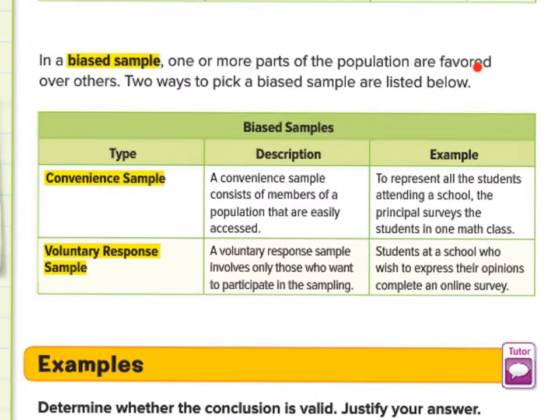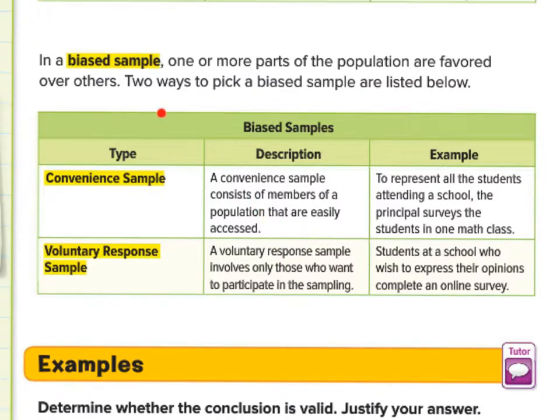So favored or fixed already, okay? So biased samples. Type: Convenience sample. A convenience sample consists of members of a population that are easily accessed. An example: to represent all the students attending a school, the principal surveys the students in one math class. So convenient. It's so much easier, right? Convenient to go to one math class to just choose a handful of students.